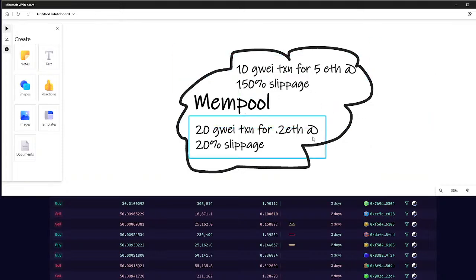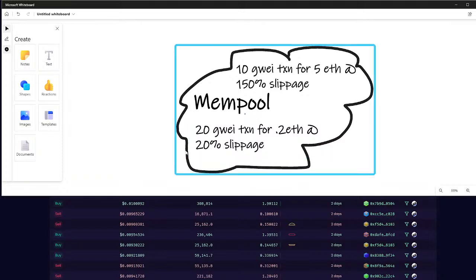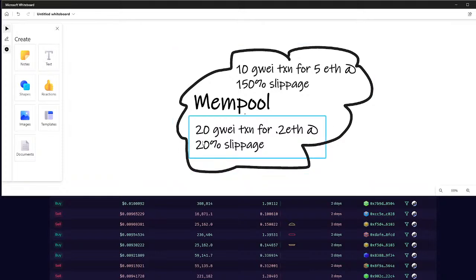There's a transaction in the mempool with 20 gwei. Not necessarily high gas, but relatively high compared to what people have been paying lately, with 0.2 ETH, so it's going to move the price a little bit depending on the liquidity, etc., at 20% slippage. So say this is a zero tax token, right? This is a lot of slippage right out the gate, but not an insane amount. Basically, what you're saying is the token can increase 20% in my order before I say, hey, cancel the order, I don't really want to pay that much for it.